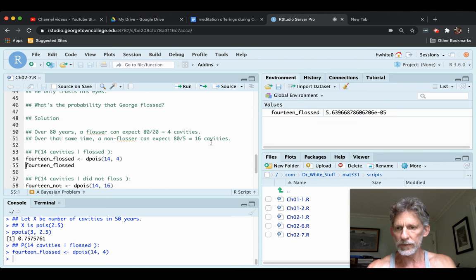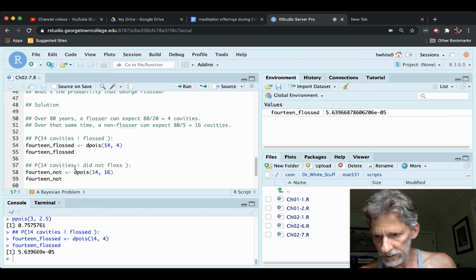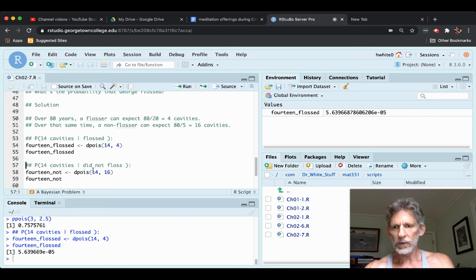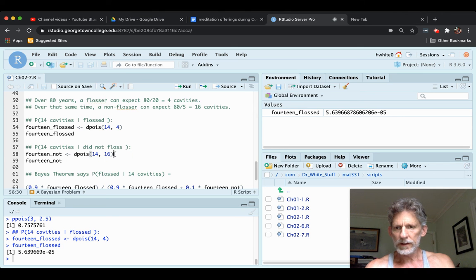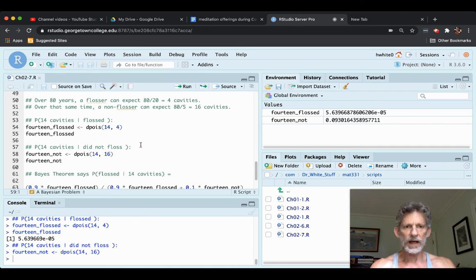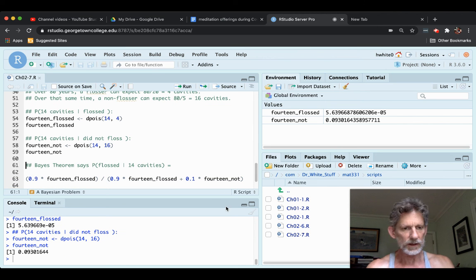So it's a very small number. We could also just print it out here and see it in the console. Okay, very small probability. On the other hand, what's the probability of getting 14 cavities if you did not floss? That would be dpois of 14, where you expect 16 cavities in that 80-year period of time. So we compute that, and we can see that's still kind of a small chance. It's about a 9% chance. Here, I can print it out to the console if you like.